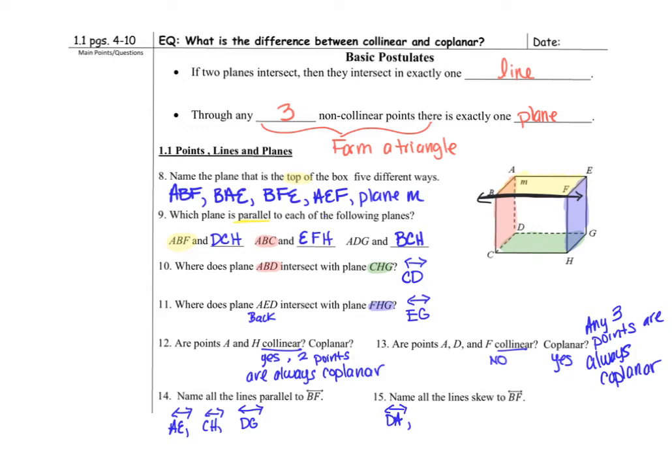Another one, we look at this line right here, this edge. This one's going to go on and on forever this direction. This one's going to go in this direction. They're not going to intersect, and they're not parallel. So we can say line EG is also skew to BF.